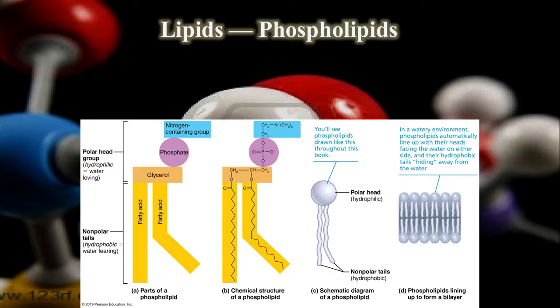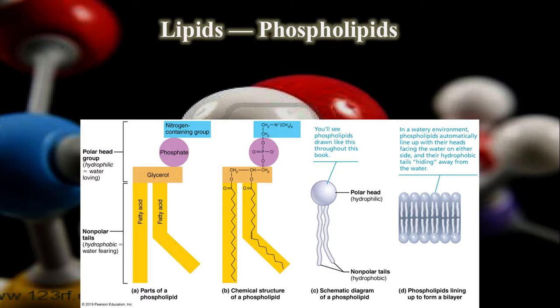Now, does anybody know the term for something that is both polar and non-polar at the same time? No, but that would be great. It's not bipolar. Amphipathic. Amphipathic means that it has both a polar and a non-polar part. It both likes water and doesn't like water at the same time, which is super cool.